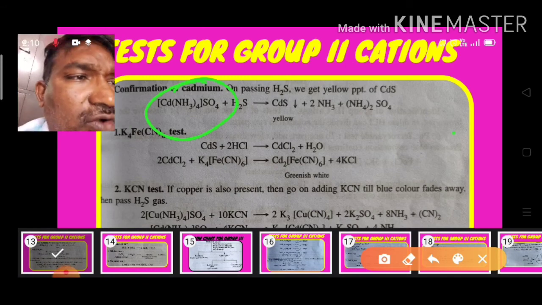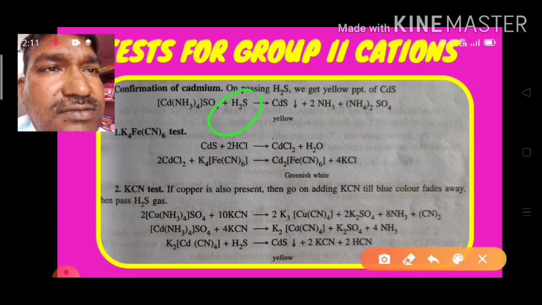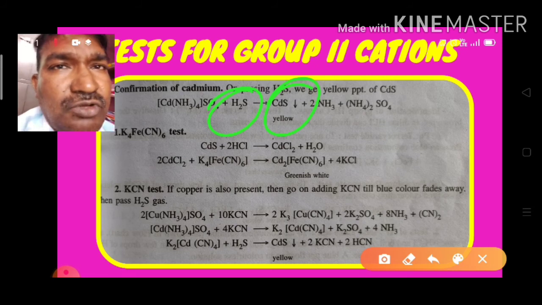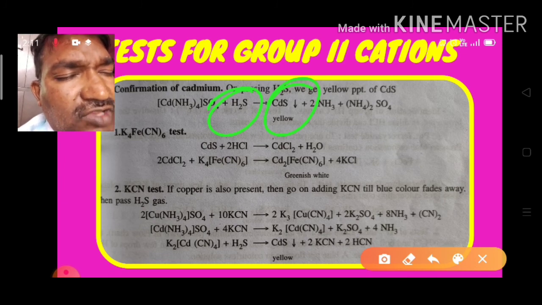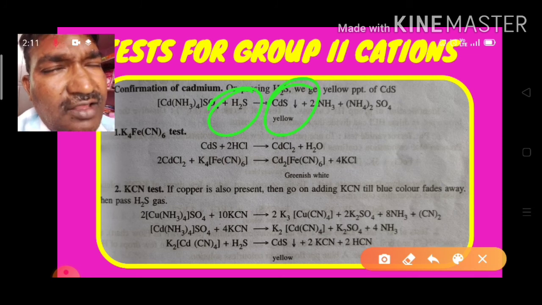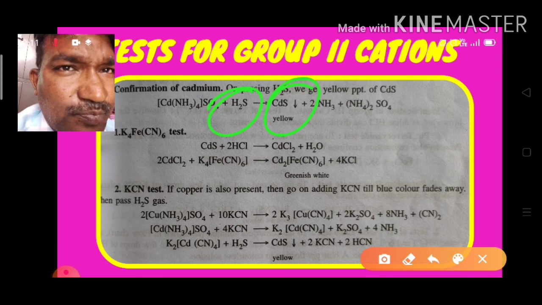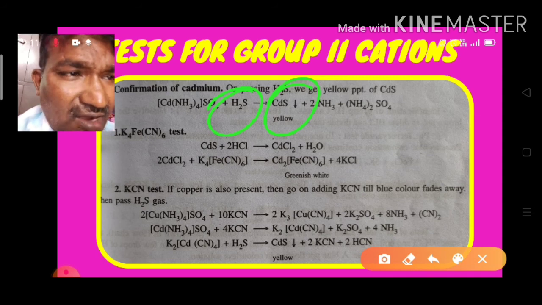So again we have to pass the H2S gas. We get the yellow color precipitate that confirms the presence of the cadmium ions. If you get the yellow color precipitate due to the addition of H2S, we have to centrifuge that one and add the yellow ammonium sulfide. Then the precipitate dissolves. Again we have to pass H2S. If you get yellow color precipitate again, we have to think that the given salt mixture contains cadmium ions.